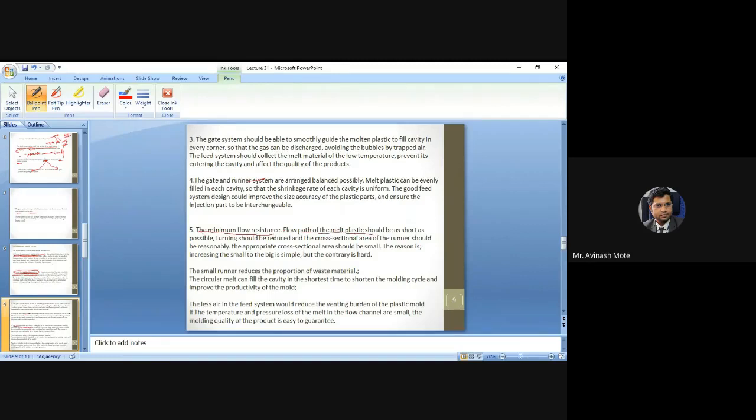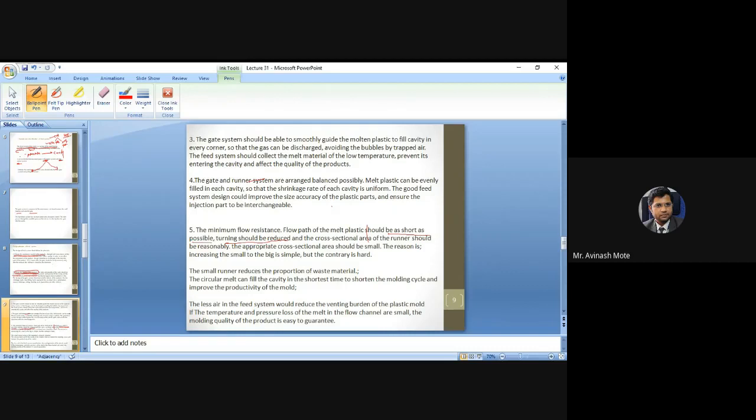The flow path of the melt plastic should be as short as possible. Turning should be reduced. Turning means what? One section is here, immediately this, again this, and here is the product. What will happen while crossing these corners? Obviously corners should not be there, but while crossing a corner, mostly pressure drop happens here. Because of resistance, pressure drop happens here. So avoid longer paths and avoid turning points. That's what is mentioned here. Turning should be reduced as much as possible.